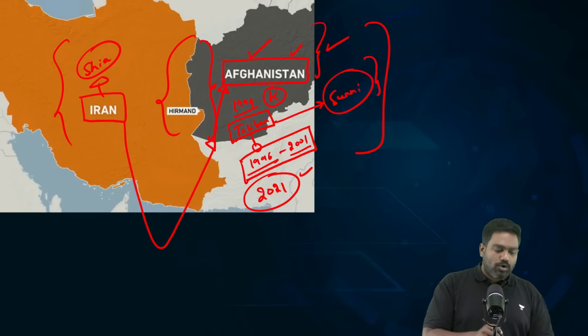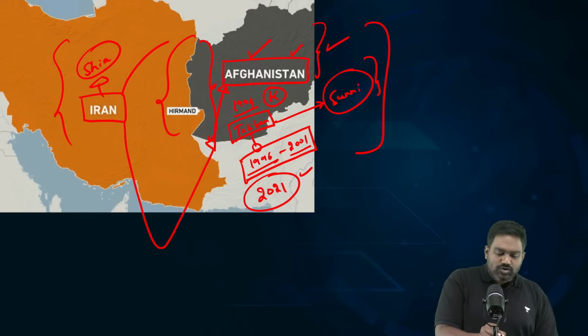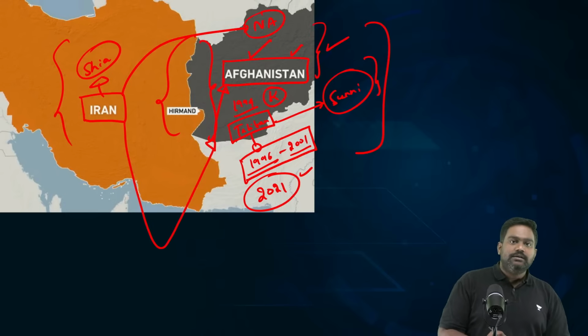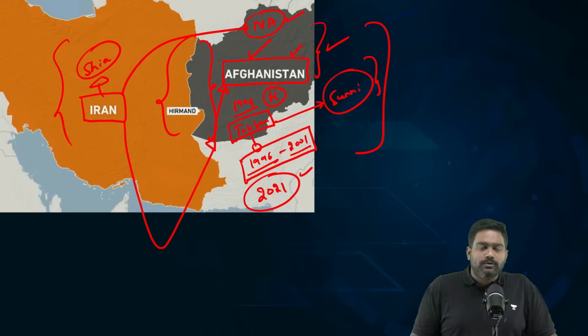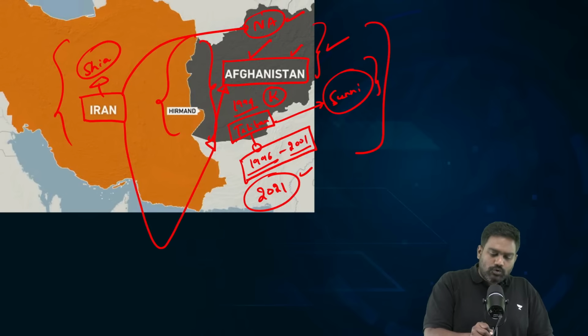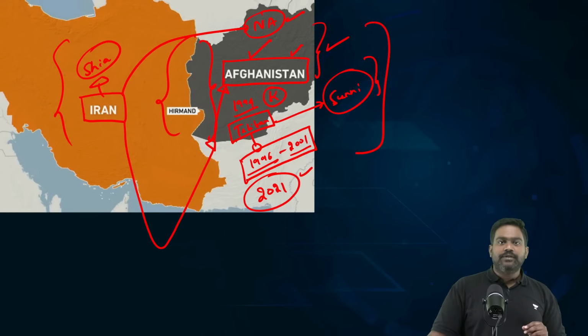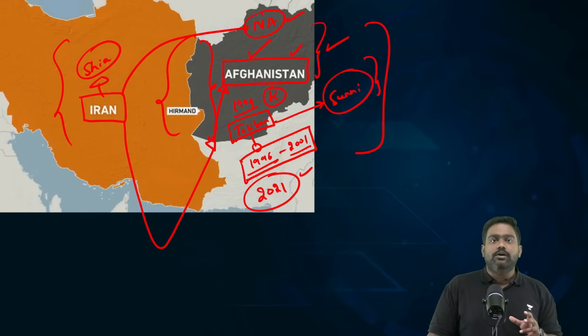What was interesting was Iran had invited leaders of Northern Alliance as well. The son of Ahmad Shah Massoud, who has taken over the Panjshir Valley region and the Northern Alliance, was also in attendance at the funeral ceremony. So this shows Iran's policy of engaging with all the stakeholders in Afghanistan.